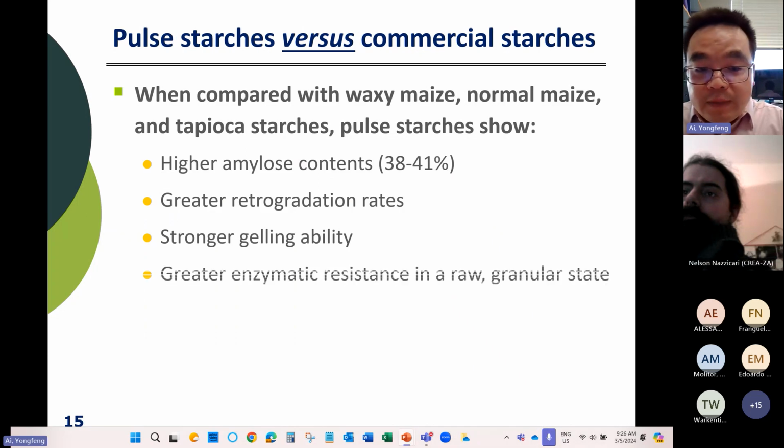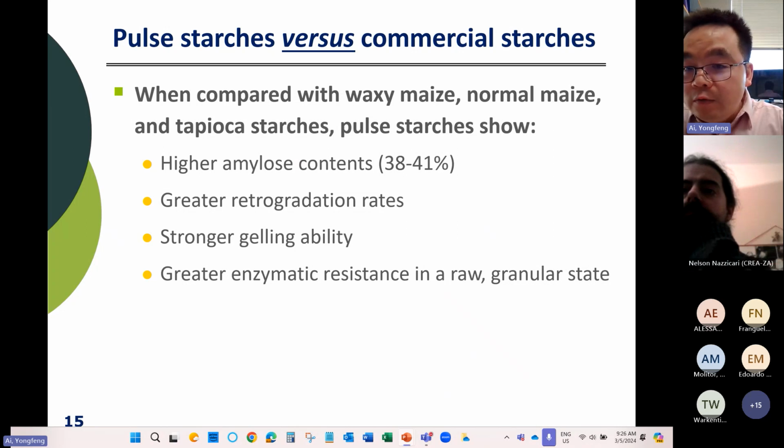After we talk about strong gelling ability, I also want to mention that pulse starches have a greater enzymatic resistance in a raw granular form. This is important for the feed application of the pulse starch or pulse flour we produce in Western Canada. But another thing I want to share is after we cook the starch, I'm only talking about the starch, not the pulse seed. If we have isolated pulse starch and isolated waxy maize, normal maize, and tapioca starch, based on our data, at least in vitro, their digestibility is very similar.